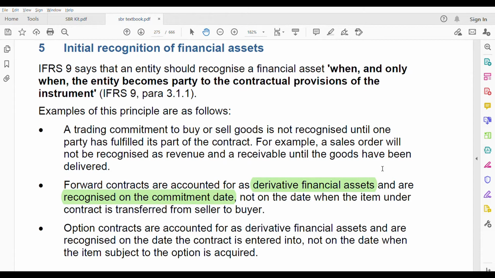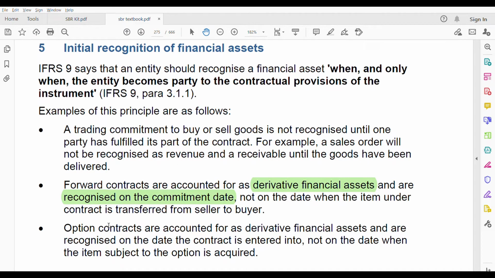So for a derivative financial asset, the commitment has to be fulfilled. It does not matter, it's not like receivable. You have to transfer the goods also, you have to receive the cash also. It is recognized on the commitment date, when you have committed. So that is how you recognize derivative financial assets, because financial assets could be derivative financial assets also. It's not always that it's not a derivative. Receivable is not a derivative, but the second one is a derivative financial asset.